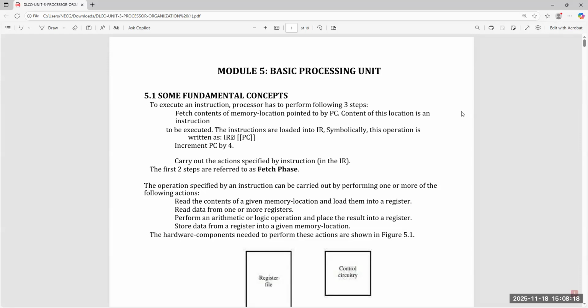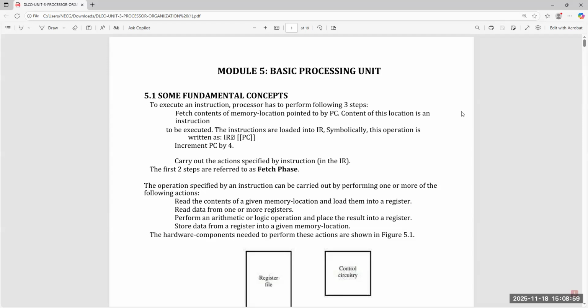Coming to step 2, read data from one or more registers. So, read data from the R1 register and read data from the R2 register. After reading the contents from the two registers, what operation do we want to perform? Arithmetic or logic operations. These operations are performed by the ALU. ALU stands for arithmetic logic unit. It is also an internal component of the processor.